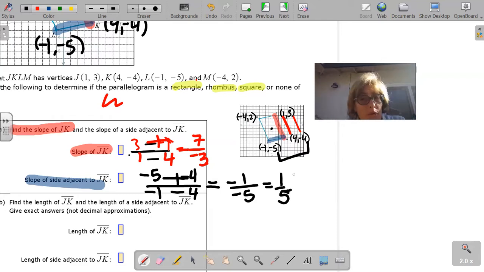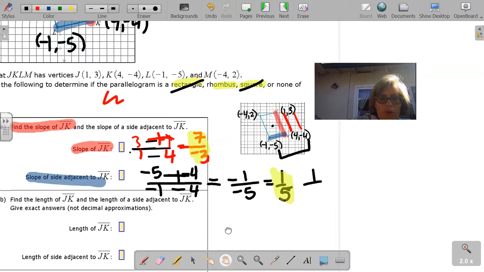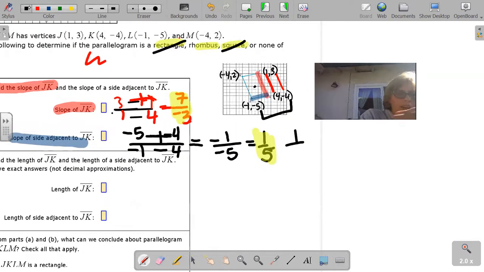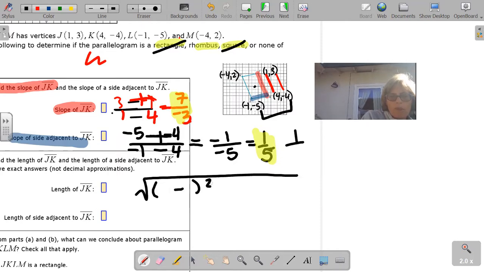Okay, so the first thing we've established is that these are not opposite reciprocals of each other. They do not multiply to -1, so it cannot be either a rectangle nor a square because there is no right angle there, no perpendicular lines. Now, we're going to find the length of JK and the length of its side adjacent to. So there is your template.